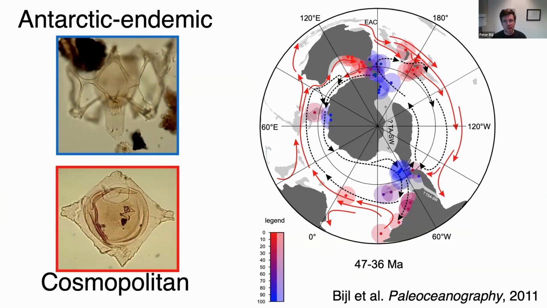But luckily, providence has provided us with another tool, namely that prior to the EOT, dinoflagellate assemblages in the Southern Ocean were characterized by this specific endemic community. They were called Transantarctic flora. It was already recognized in the 80s. And this endemic dinocyst community occurs basically only in the Southern Hemisphere high latitudes.